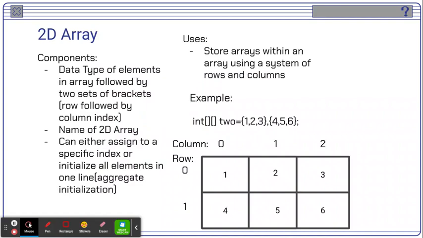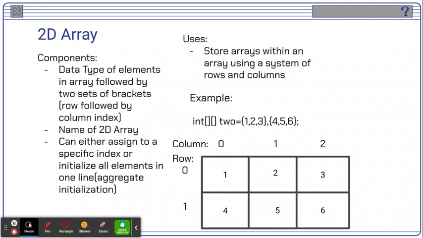2D arrays are structured almost identically as normal arrays, but they're used to store arrays within an array using a system of rows and columns. To define the 2D array, the process is very similar to defining an array. The main difference is having two sets of empty brackets after specifying the data type. In this example, we're using aggregate initialization to separate the rows and a comma to separate the rows by columns.